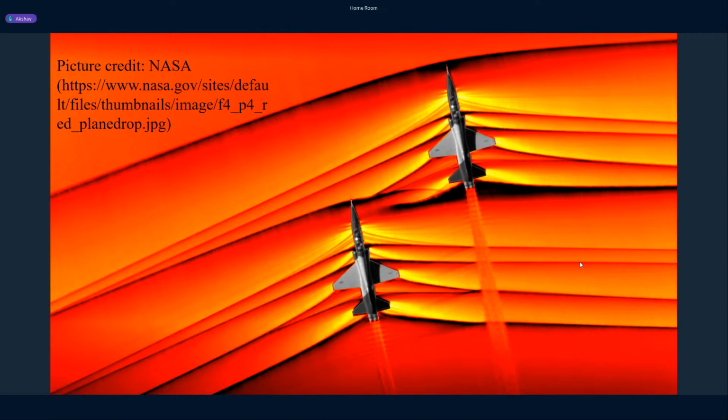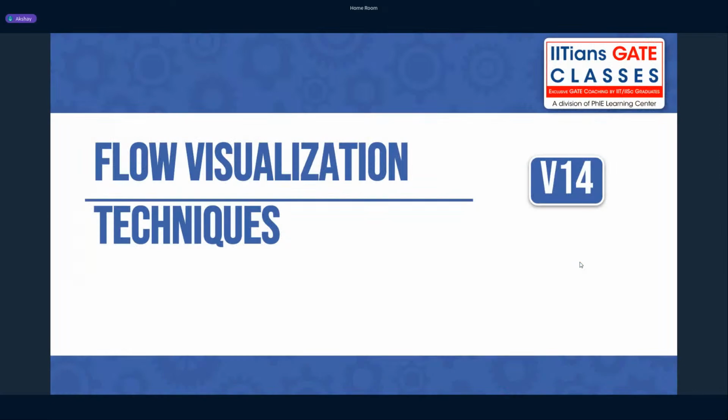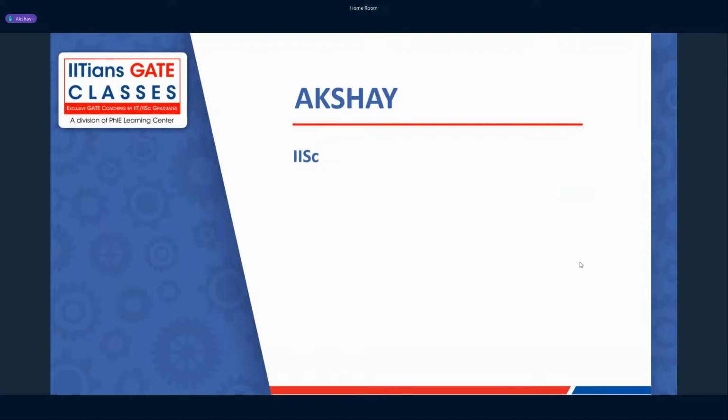You can see somebody's typing. Shadowgraphy. Okay, it's actually not shadowgraphy. It's actually a layering. Let us see each of these techniques in detail. So today's topic is flow visualization techniques, as I said earlier. And myself, Akshay, I'm from Indian Institute of Science, Bangalore.